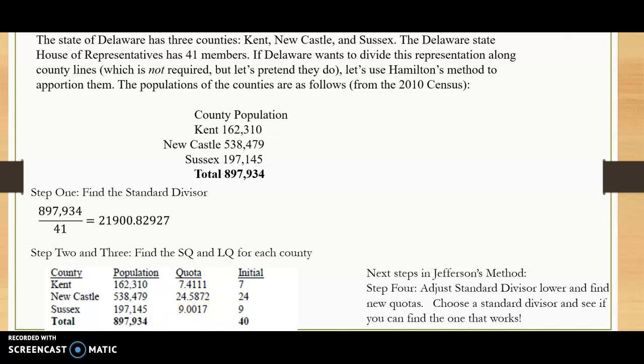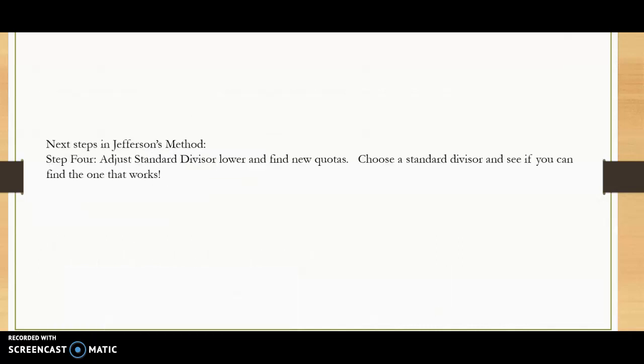Now, if we drop those decimals and look at our initial lower quotas, we have 7 plus 24 plus 9, which only gives us 40, and we're actually trying to apportion 41 representatives. So this is where it's different. Jefferson's method is different from Hamilton's method. We need to adjust the standard divisor.